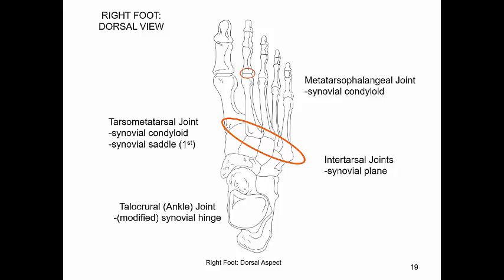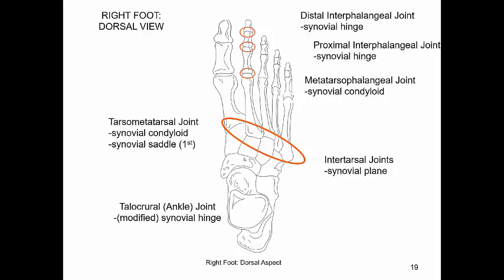At the ball of the foot, we find the metatarsophalangeal joints, which are also classified as synovial condyloid joints. And then finally, between the phalanges, we have the proximal and distal interphalangeal joints, which are both classified as synovial hinge joints.